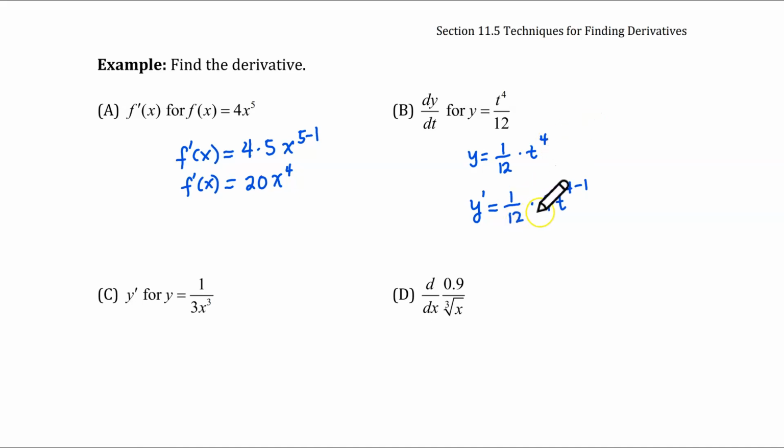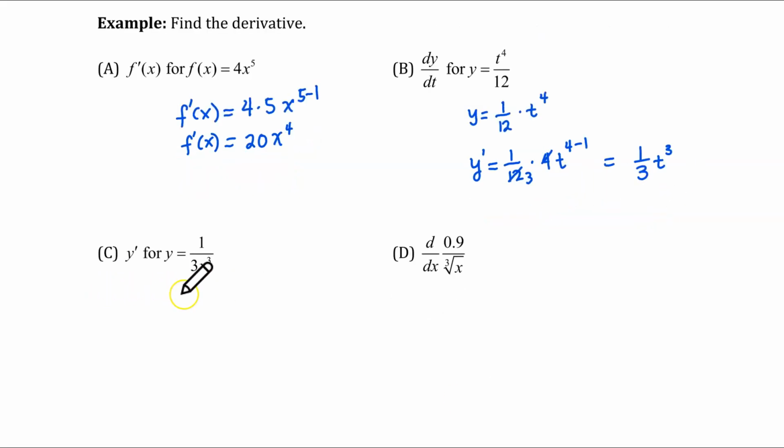1 over 12 times 4 is just 1/3. So you can cancel 4 because 4 is a common factor for 12 and 4. So you have 12 divided by 4 is 3. And therefore, this is equal to 1/3 t to the third power. 4 minus 1 is 3.